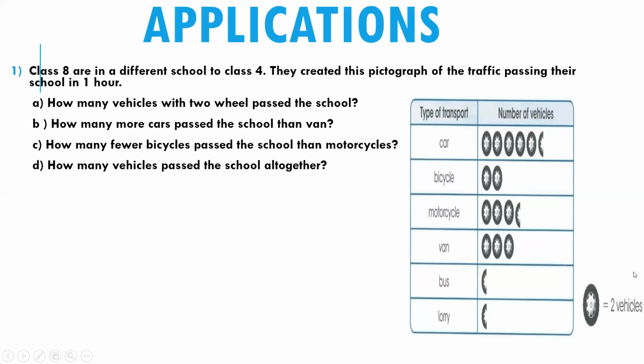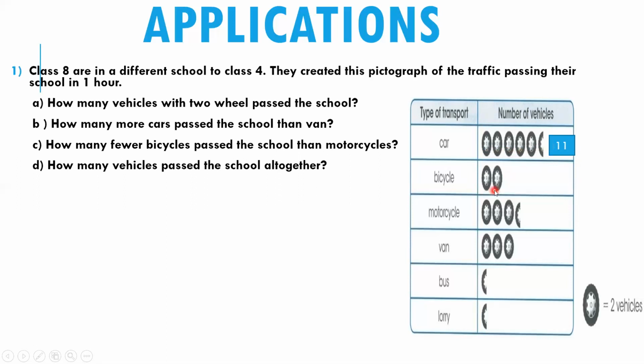Before finding the answers to these questions, let us find the number of vehicles here. We will start from car. How many cars are here? 2, 4, 6, 8, 10 plus 1, that is 11.